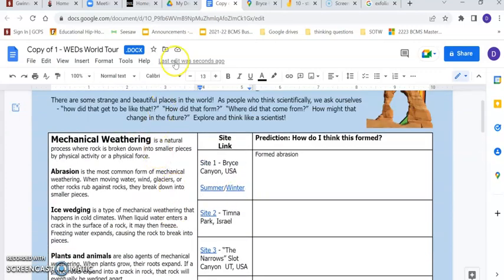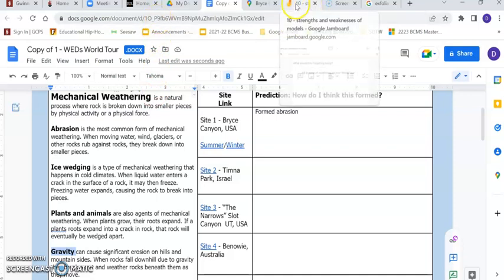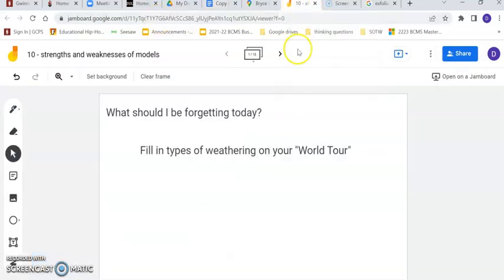So pause here, go ahead, open that document and do that first. Fill in which form of weathering created each thing. That'll help you remember those forms of weathering and recall what we did yesterday. And when you have done and filled that out, come back to the video and unpause and continue.